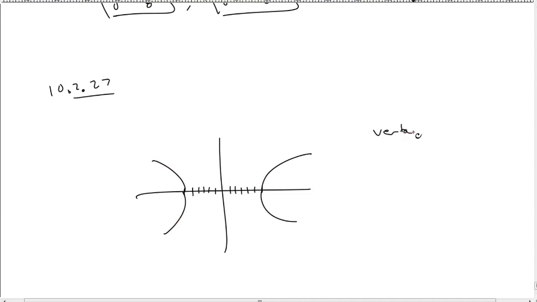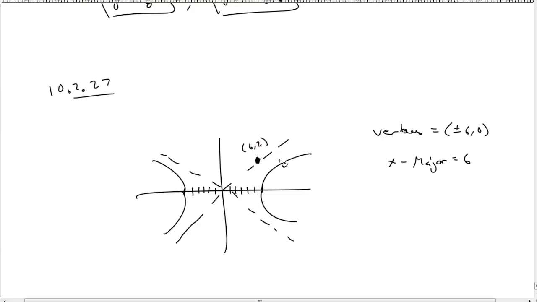So my vertices are at plus or minus 6, 0. That's an x value, so an x major of 6. So that's always good to know. They also provide an asymptote thing here. And again, I'm not drawing my asymptotes perfect every time, but they will have that. And I looked at it, and I found a point on the asymptote being 6, 2. And notice that it's like right above this, basically. So 6, 2 is a point on the asymptote.